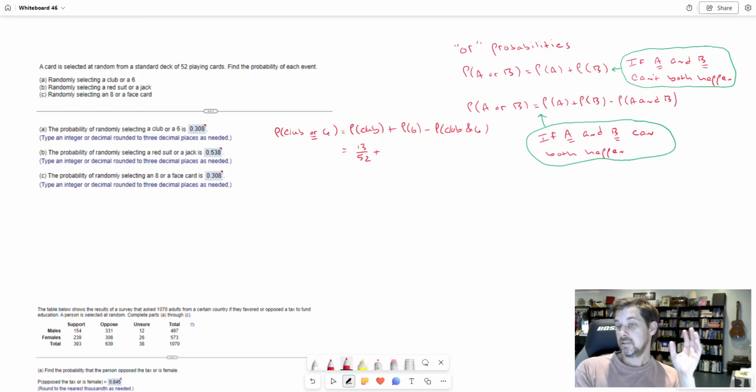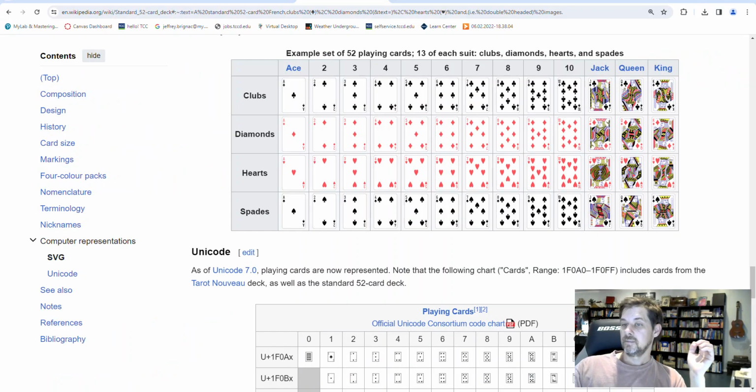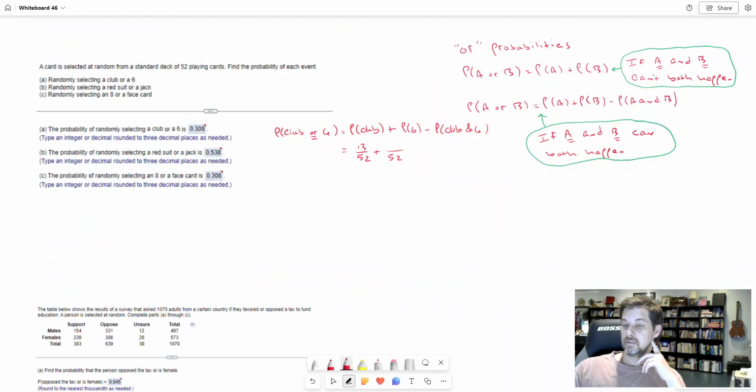Well, it's going to be something over 52 because there's 52 cards. So I just have to figure out how many sixes there are in the deck. But there's a six in each suit. Like there's a six of clubs, six of diamonds, six of hearts, six of spades. So there's 4 of them that I could pick out of 52 cards. So this turns out to be 4 out of 52.